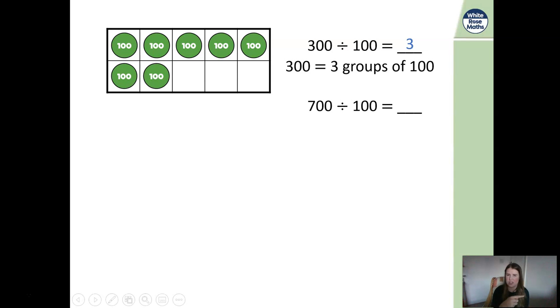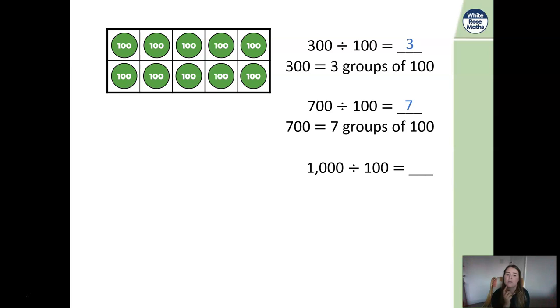Let's apply the same knowledge to this question. So I have 700 divided by 100. My question is asking me that 700 is the same as saying how many groups of 100? Well, let's count them. We have 1, 2, 3, 4, 5, 6, 7. Therefore, 700 is the same as saying 7 groups of 100. Therefore, the answer is 7.